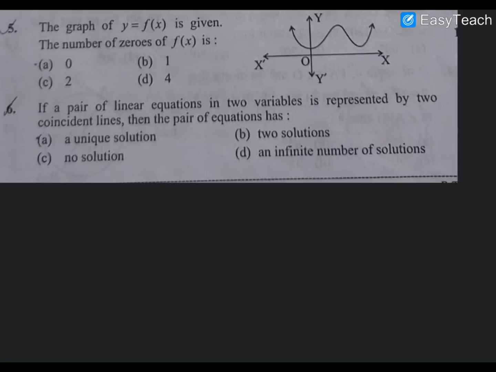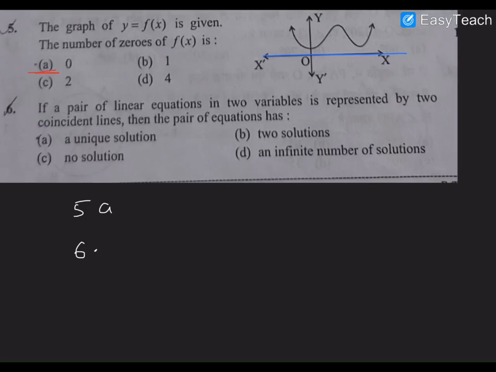The graph of y = f(x) is given, and we need the number of zeros. Here the graph is not touching any point on the x-axis. That means for this the number of zeros is 0 itself. So fifth, A is the correct answer.